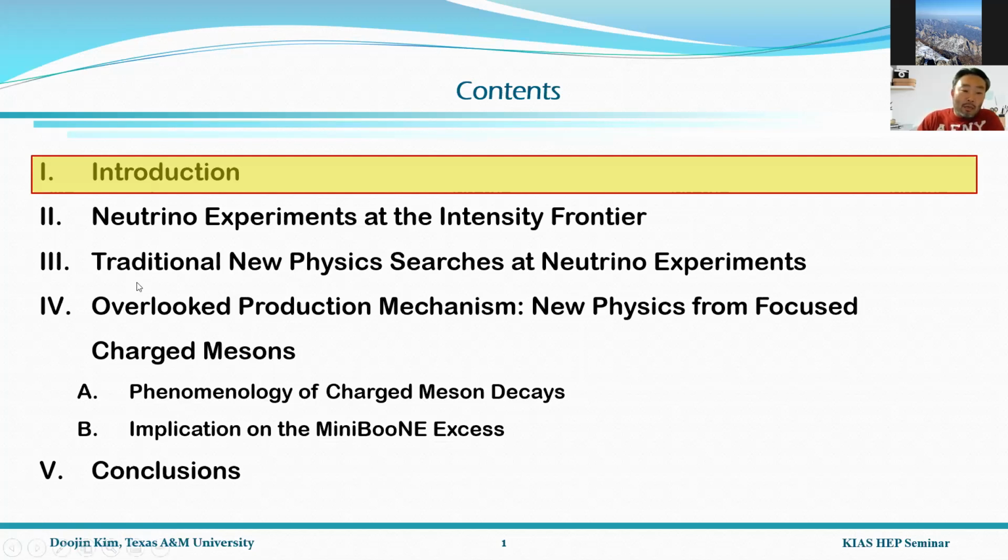The rest of the talk is about how to get new physics signals from the charged mesons. I show that you can get new physics signals from the charged mesons very efficiently, and if the beam is focused, the signal from the charged mesons will be effectively focused. So there must be a good chance to observe the signals if any new physics is connected to the charged mesons. To convey the idea more effectively, I first review and discuss the phenomenology of charged meson decays, and then talk about implications on the MiniBooNE low energy excess. Then I wrap up my talk with a few take-home messages.